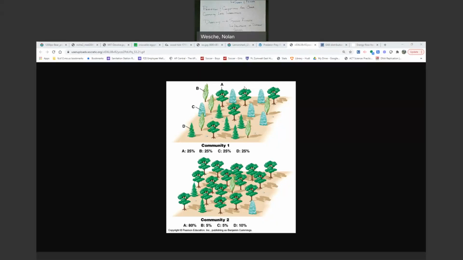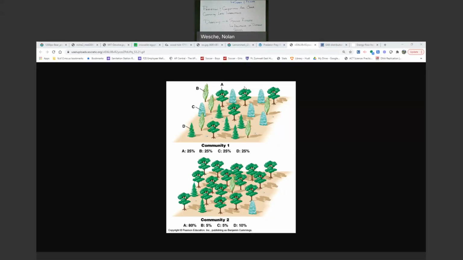All right, so here we have two communities, community one and community two. And community one has a 25% distribution of 4 types of trees. So quite diverse in terms of species richness. Community two has the same 4 varieties of trees, but it's much more heavily weighted with the variety A tree.